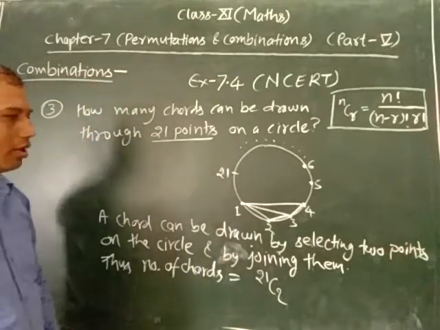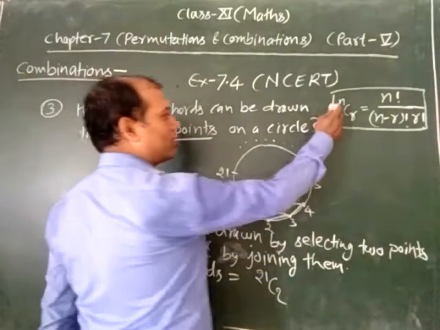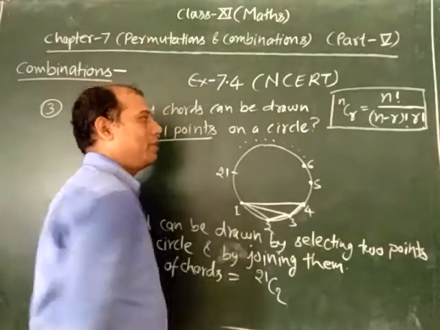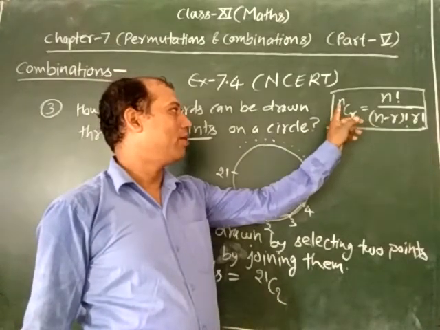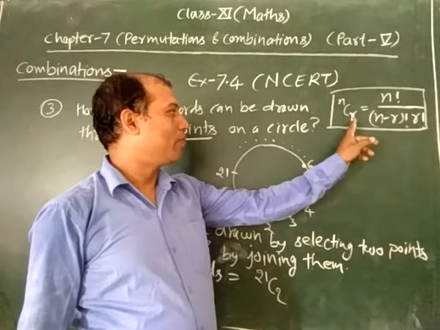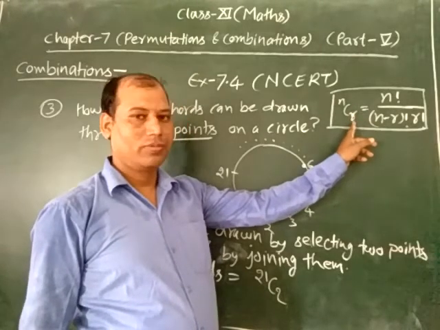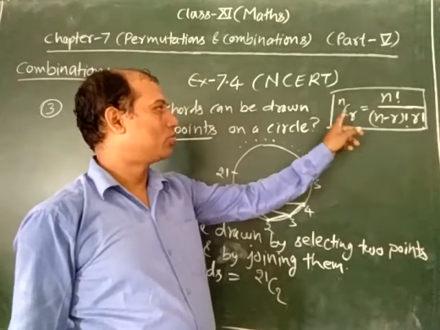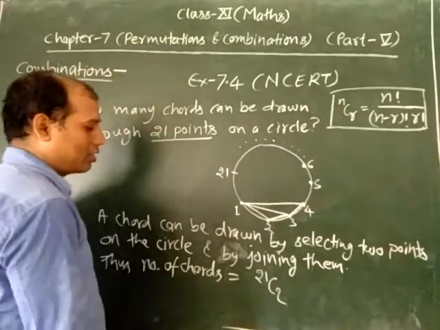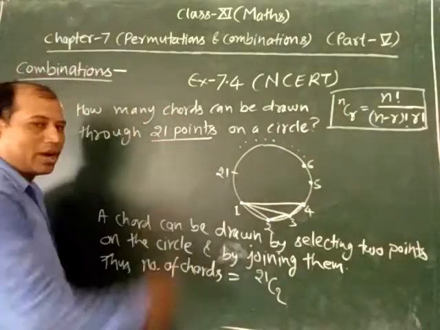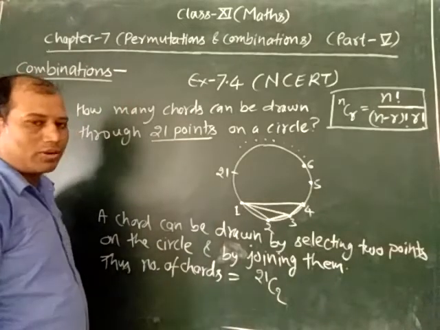All of you know that. From this notation, what do we mean? This notation means we have n points and we have to take r points at a time. Then the number of ways to select r points out of n distinct points is nCr. So here are 21 points, out of which we have to select only 2 points.